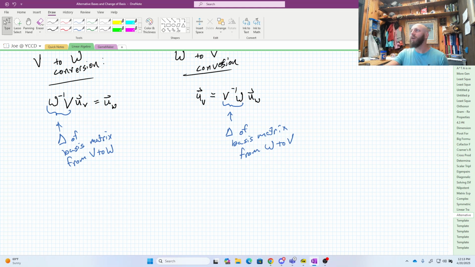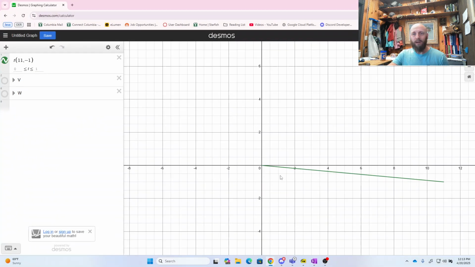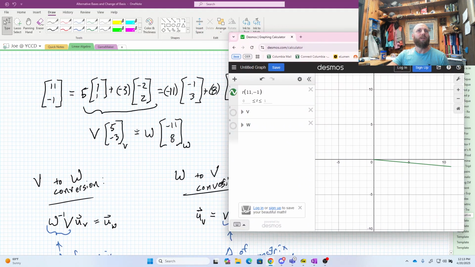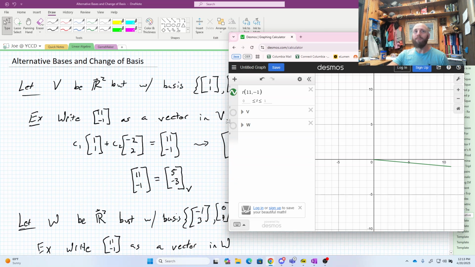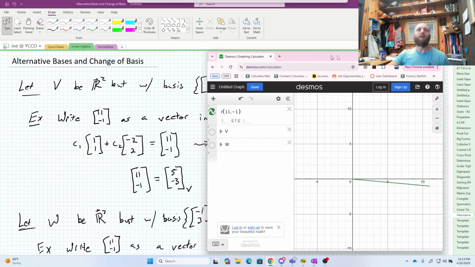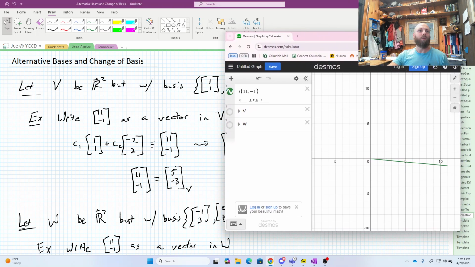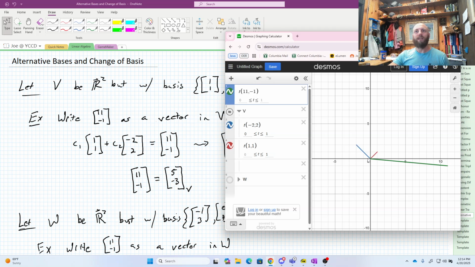To illustrate what's going on here, I want to bring in a little Desmos picture quick. So here I've got, let me make this just a little bit smaller so we can point at some stuff. Okay. So I'm looking here at my little Desmos picture, and I've got my first thought here. So here I've got my vector 11, negative 1 in my standard basis. That's this green vector. I'm going to turn on some vectors in V. So these are my two basis vectors in V. And I found out that the coordinates were 5, negative 3, right?